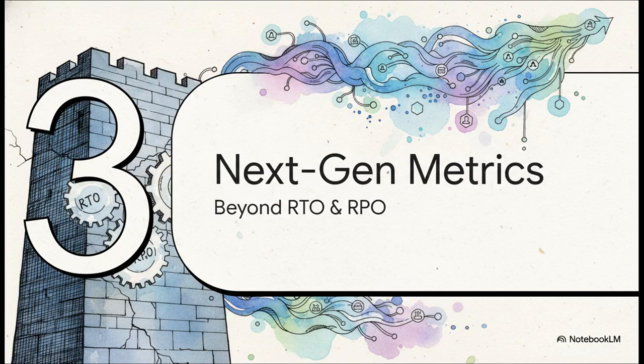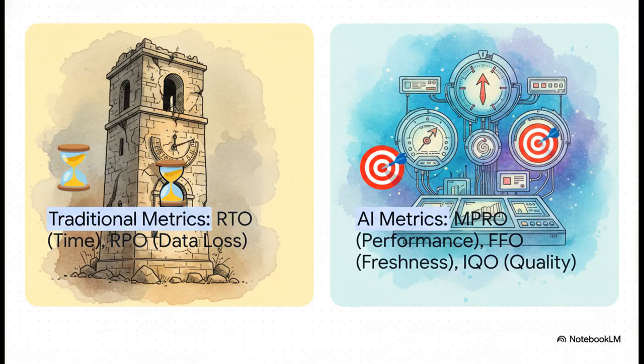All right, so if you've been in IT for more than 5 minutes, you live and breathe RTO and RPO, right? Recovery time objective and recovery point objective. They're the bedrock of any DR plan. But, and this is a big but, when it comes to AI, they're just not enough. We have to start thinking differently. We need to evolve our metrics. So look at this comparison. On the left, that's the old world, RTO and RPO. On the right, this is where we need to be for AI. We're talking about new metrics like MPRO, FFO, and IQO.